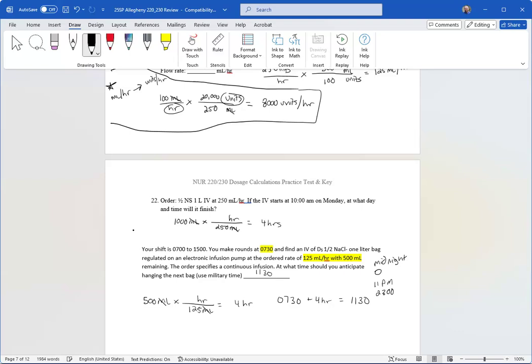So like if you do this in your head, you're doing it perfectly right. So don't change anything I'm doing. So if it started 10 a.m. on Monday, 4 hours from then would be 11, 12, 1, 2. But they want you to write that probably in military time. So it'd be 1400 hours still on Monday or 2 p.m. Monday.